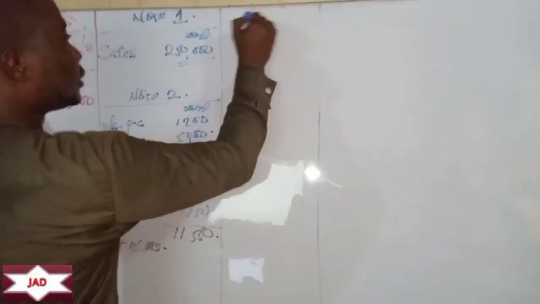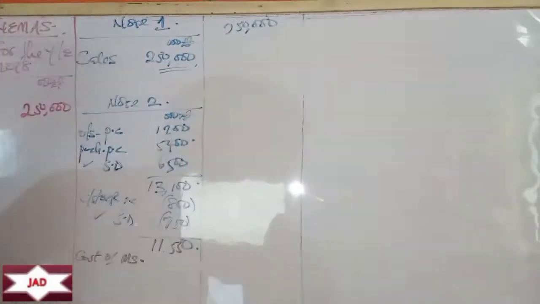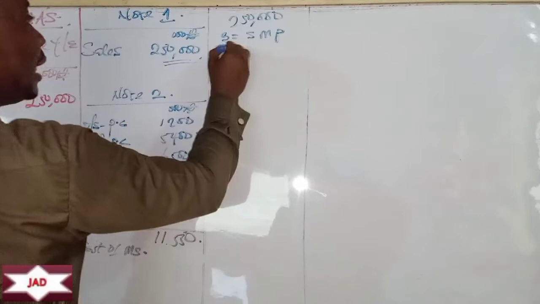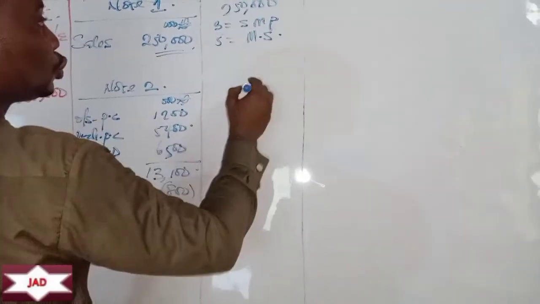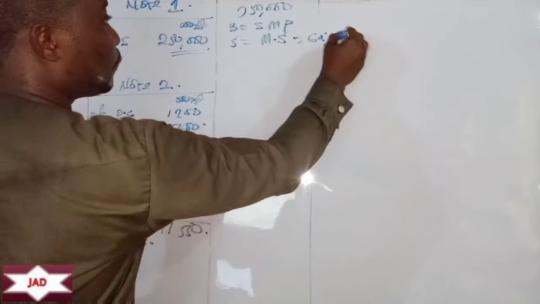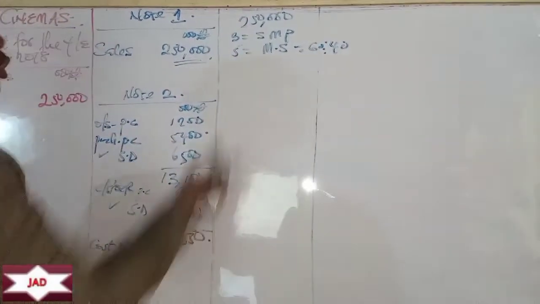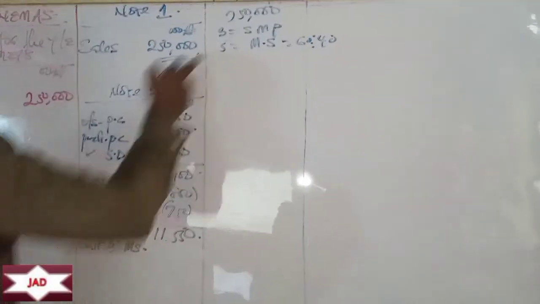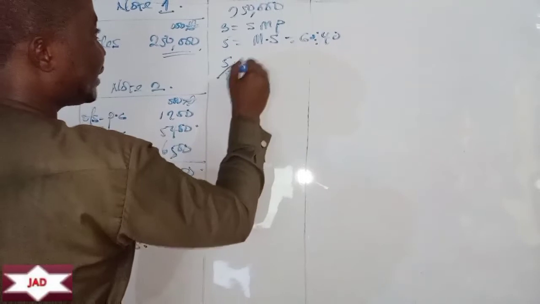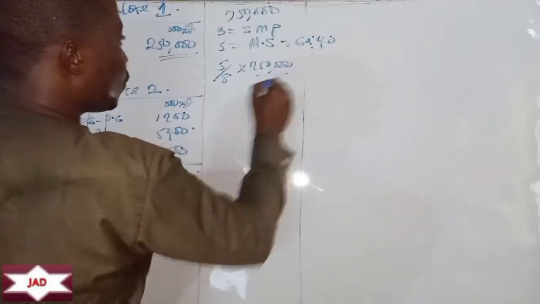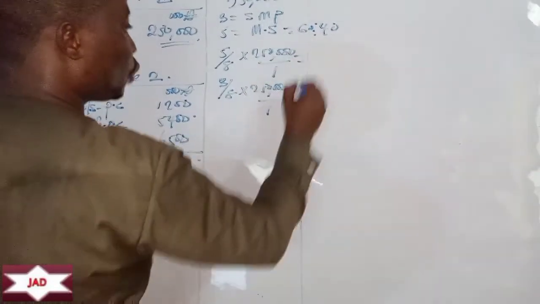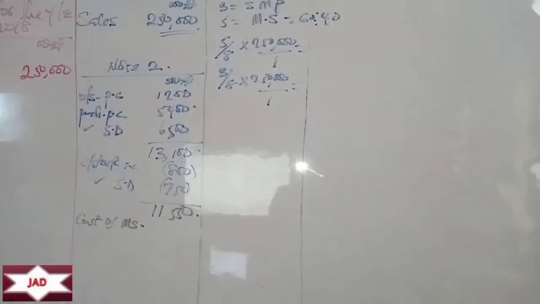So basically, the sales from movie tickets is what? 250,000. Then they said what? We have 3 for self-made productions, and then we have 5 from what? Movie studios. At what? 60 to 40. 40 for movie studios, 60 for the business. So first of all, let us share this into self-made and movie studio. So for movie studio, now it will be 5 over 8 times 250,000 over 1. For self-made, it will be 3 over 8 times 250,000 over 1.